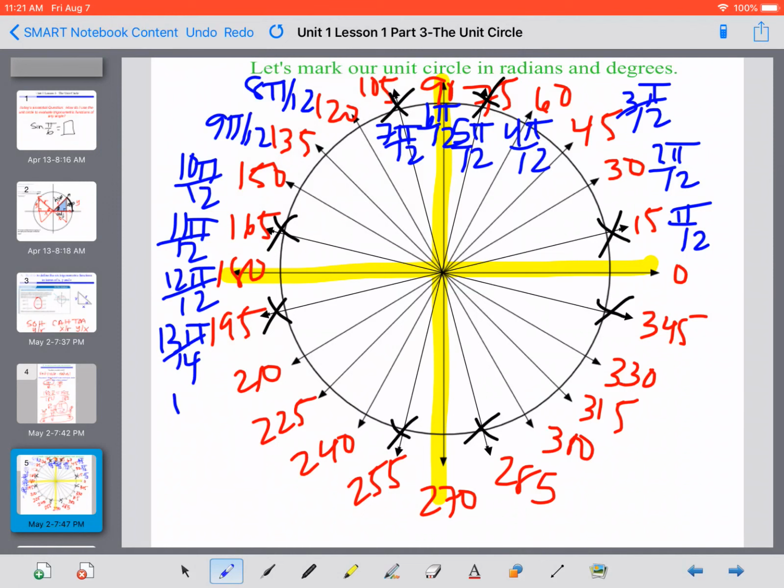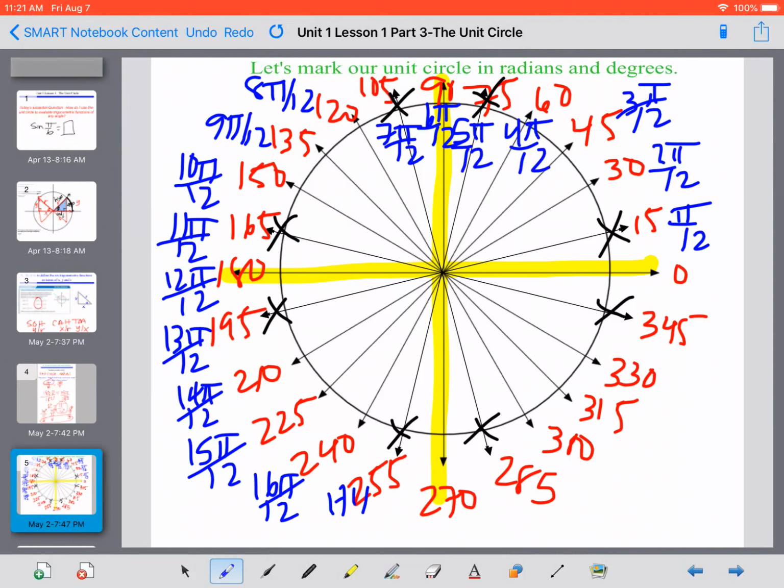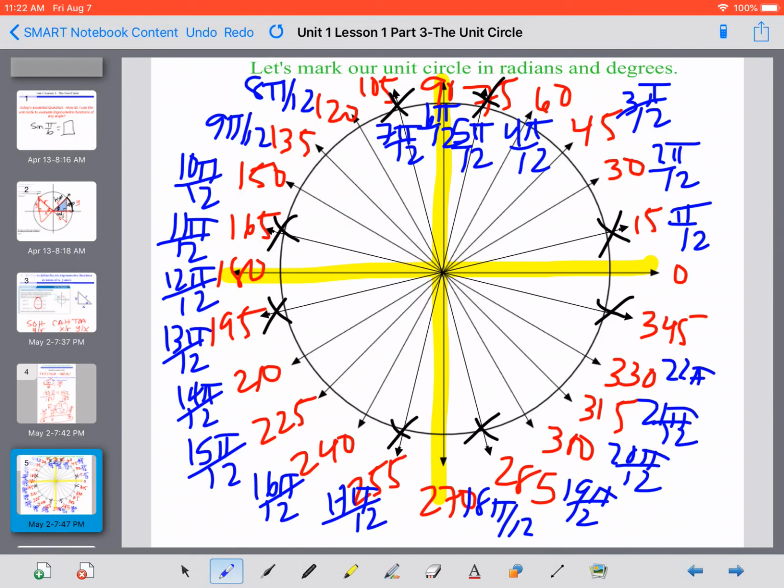Oh, got a little bit ahead of myself here. 14. Again, that reduces. 15 pi over 12 reduces, 16 pi over 12 reduces, but notice 17 pi over 12 doesn't reduce, so we can't find the exact value of that. It doesn't come from a special right triangle. And then we have 18 pi over 12, which does reduce to 3 pi over 2. 19 pi over 12, 20 pi over 12, 21 pi over 12, 22 pi over 12, and last we have 23 pi over 12.